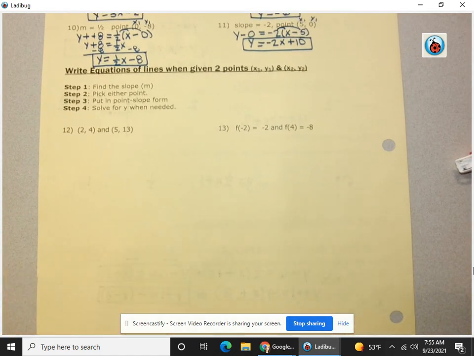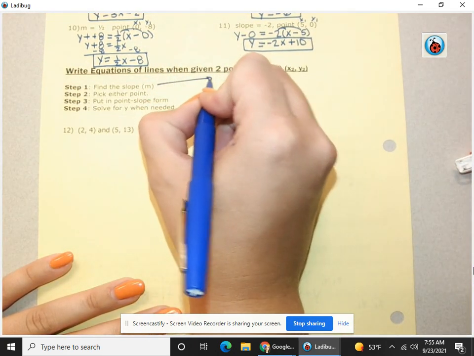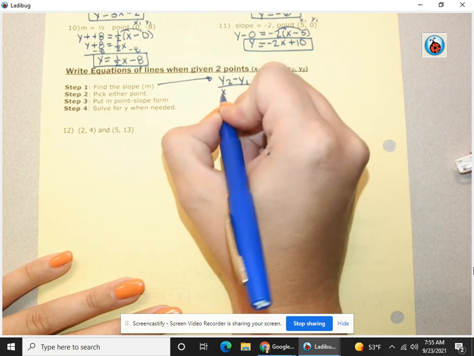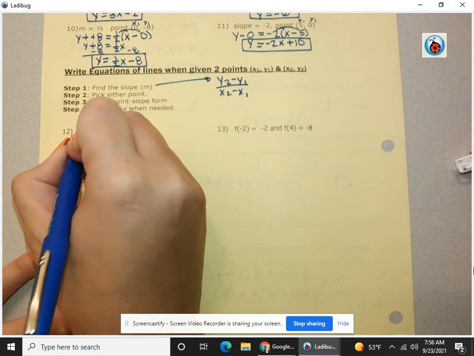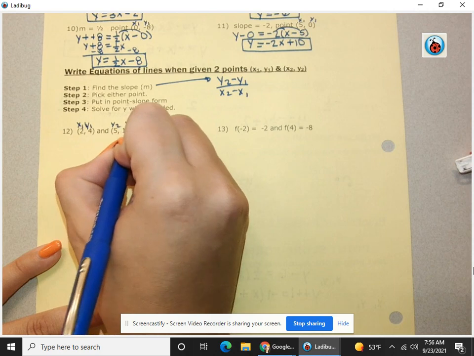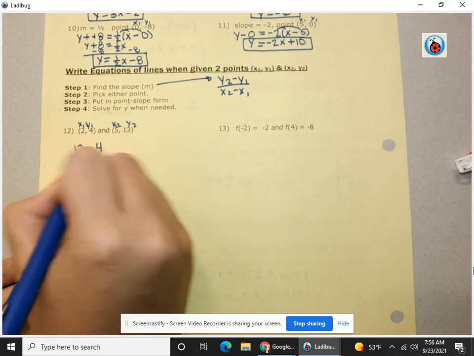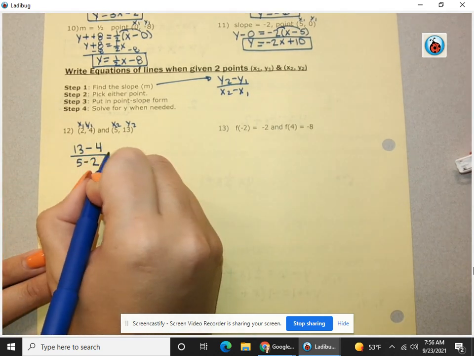Finally, we have write an equation of lines when given 2 points. Okay? So this is probably the most difficult one because you have 4 different steps. You first have to find the slope. So you use your formula of y2 minus y1 over x2 minus x1. So I've got x1, y1, x2, y2. y2 is 13 minus y1, which is 4, over x2, which is 5, minus x1, which is 2.